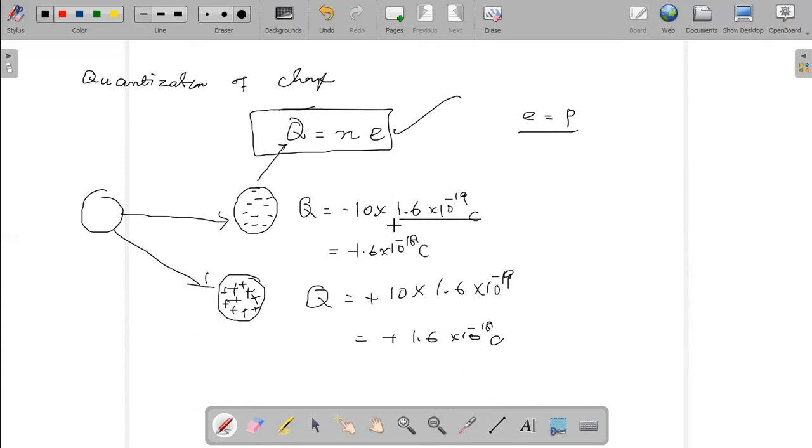Again, the conclusion: the total charge of the body is equal to integral multiples of the charge of an electron. Integral means the number of electrons. Multiples of the charge of an electron, because the charge of an electron and the charge of a proton are equal. Magnitude-wise the formula is the same, but the sign will differ. If you remove electrons, it becomes plus. If you add electrons, it becomes minus. That's called quantization of charge.